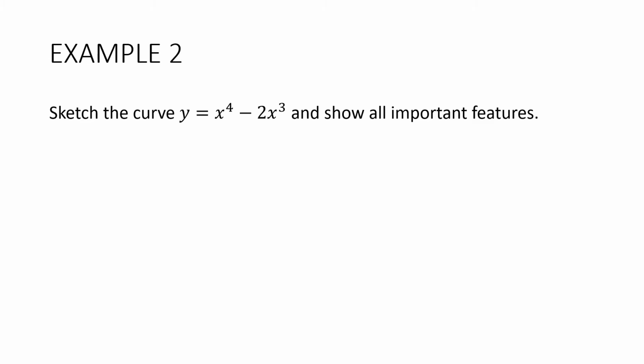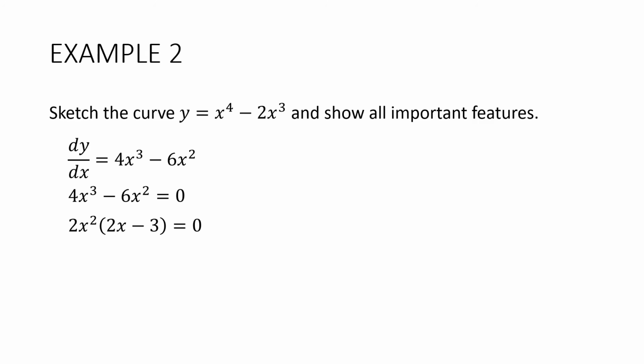Now let's do the derivative. So y dashed is going to be 4x cubed take away 6x squared. And we want to solve that equal to 0. And we can factorize, which gives us 2x squared outside of 2x minus 3. So either x is equal to 0 or x is equal to 3 over 2. We need the y coordinates. When x is equal to 0, y is equal to 0.